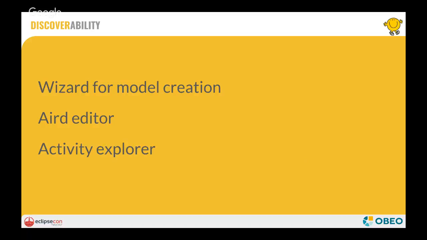Another possibility for you to improve the discoverability of your designer is to add an activity explorer. This is not directly provided by Sirius, but it is available in the Amalgam project, which is also part of the Eclipse modeling component.